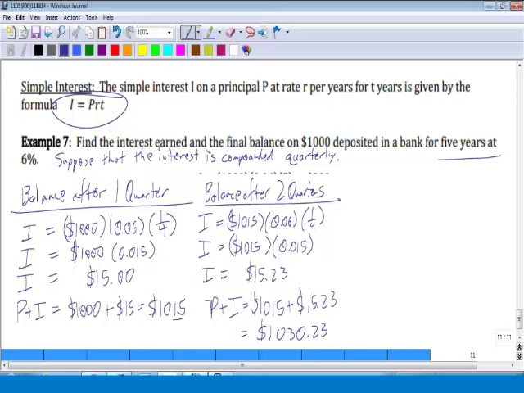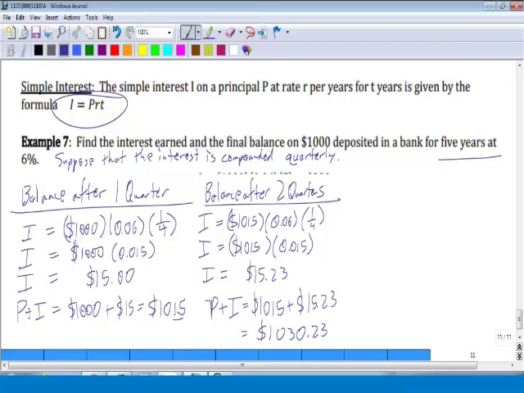Now, okay, how many quarters are there in 5 years? 20 quarters in 5 years. So we just have to do this 18 more times, and then we're there. We'd have the balance in the account after 5 years. All right, but this is algebra class, so there's got to be a better way than that.